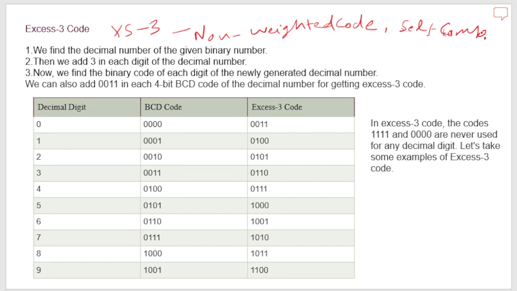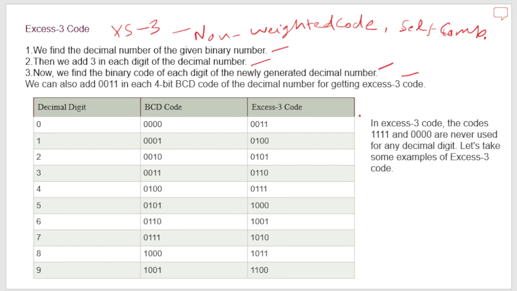We can find the excess-3 code of the given number by using the following steps. And what are the steps? These are the steps. We find the decimal number of the given binary number, then we add 3 to each digit of the decimal number. Now we find the binary code of each digit of the newly generated decimal number. We can also add 011 to each digit's binary code.